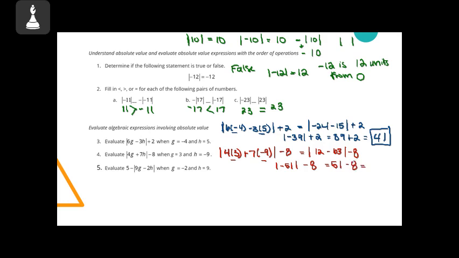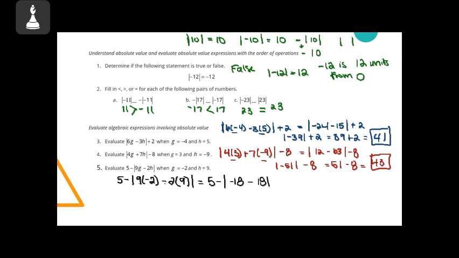The last one here wants us to do 5 minus the absolute value of 9g minus 2h. G is negative 2, so 9 times negative 2 minus 2 times h, and h is 9. So I'm going to keep the 5 and the minus and do the multiplication here. 9 times negative 2 is negative 18. Minus 2 times 9 is 18. Negative 18 minus 18 is negative 36.